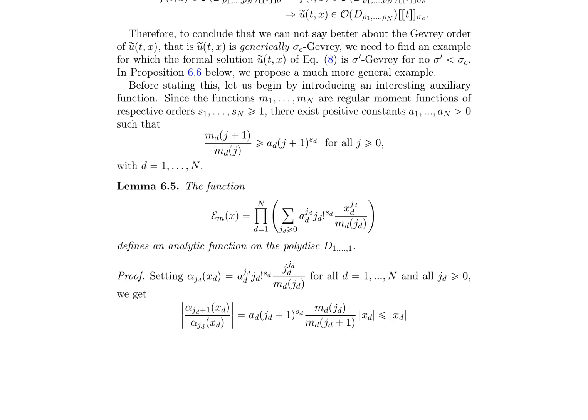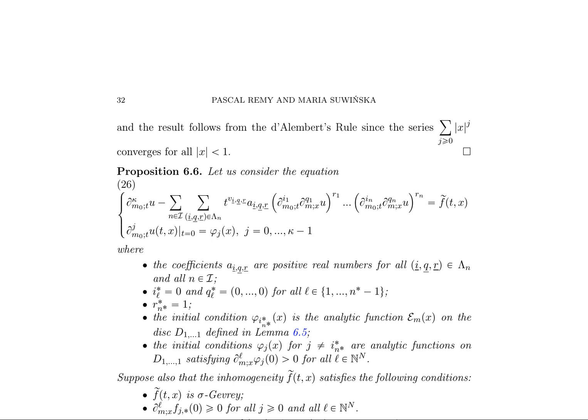In proposition 6.6, the authors establish the sigma_c Gevrey property of the formal solution to equation 26, a nonlinear partial differential equation with inhomogeneity R(t, x) and initial conditions phi_j(x) for j equals 0, ..., kappa - 1. The coefficients I, q, r are positive real numbers, and the initial conditions satisfy certain analyticity and boundedness conditions. The proposition asserts that if the inhomogeneity R(t, x) is sigma Gevrey and satisfies certain boundedness conditions, then the formal solution u(t, x) is exactly sigma_c Gevrey.